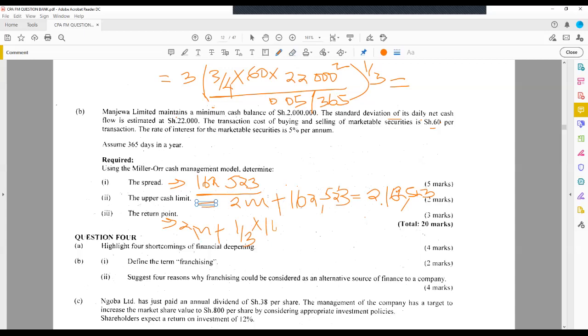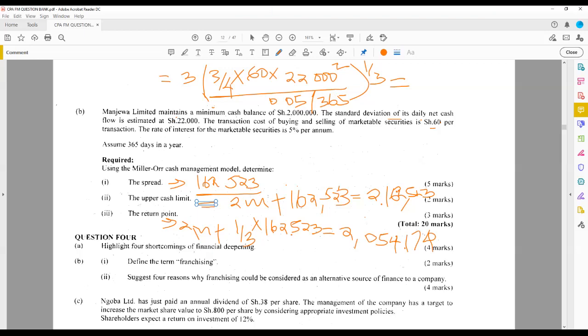and the spread here is 162,525, to give us 2 million and how much? 2,054,174. You get 2,054,174 to become therefore the return point. Simple, just applying the formula. So those are the two models.